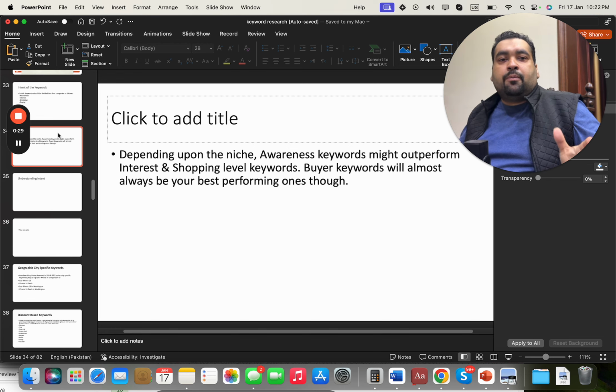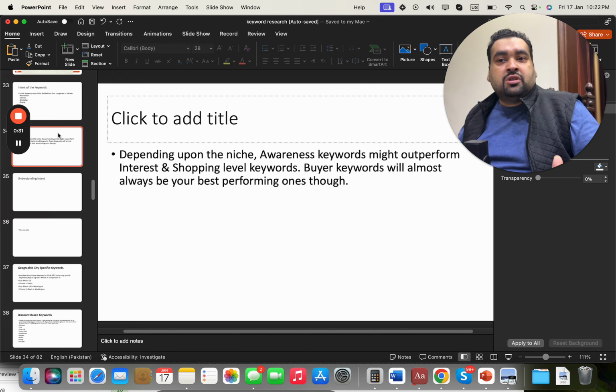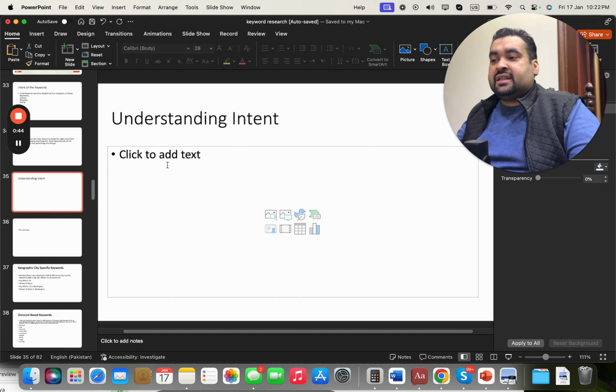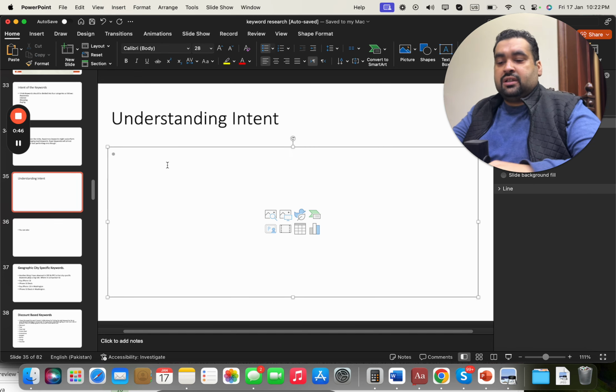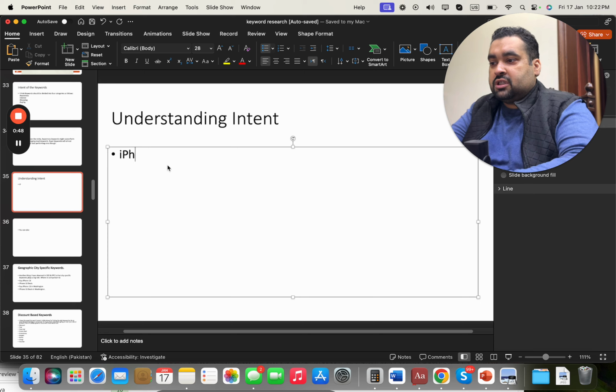And now, depending upon the niche, you may be surprised to see that the awareness keywords might outperform interest and shopping level keywords. Buy keywords will almost always be your best performing ones though. Now understand what I'm saying. Let's say in the scenario we are discussing regarding iPhone 16.